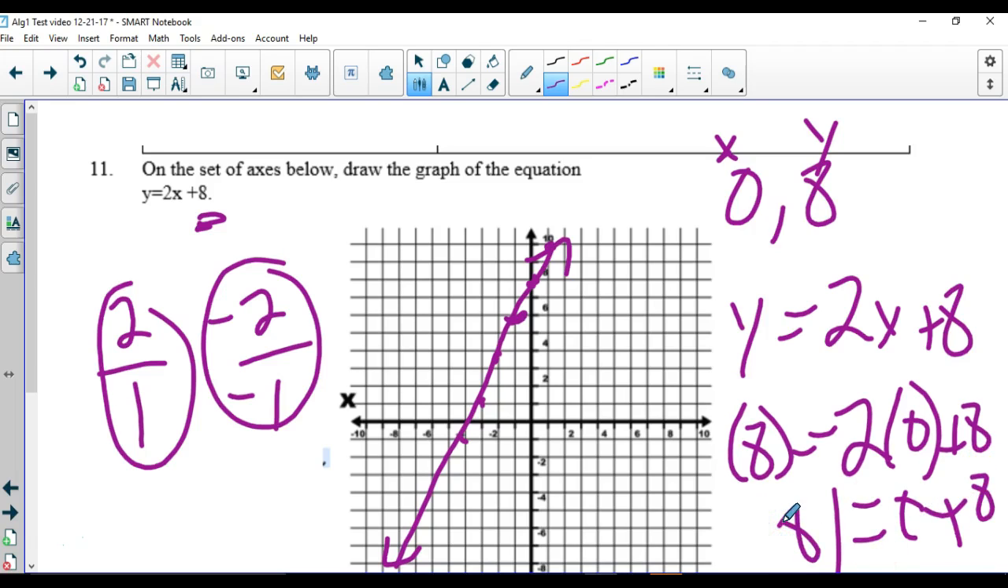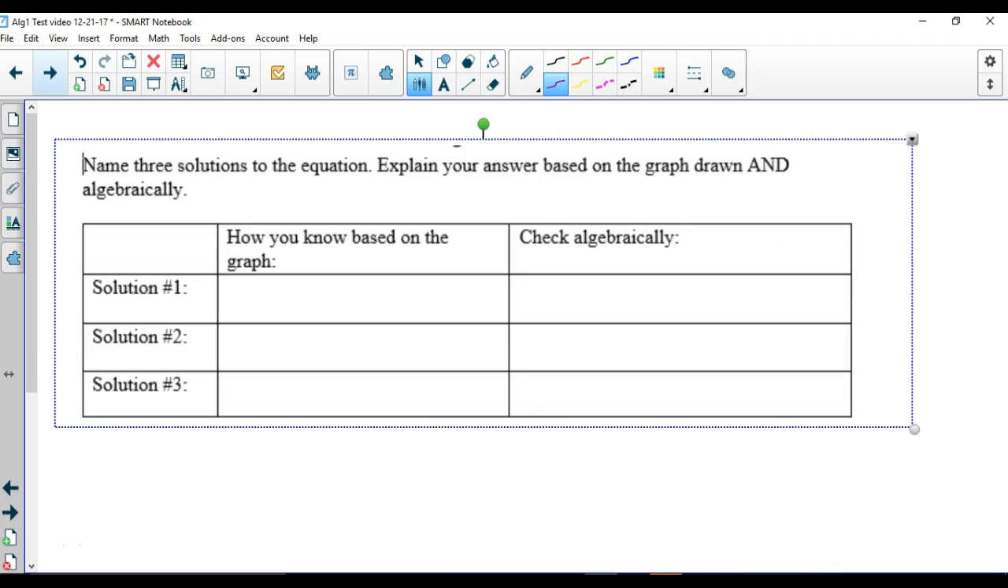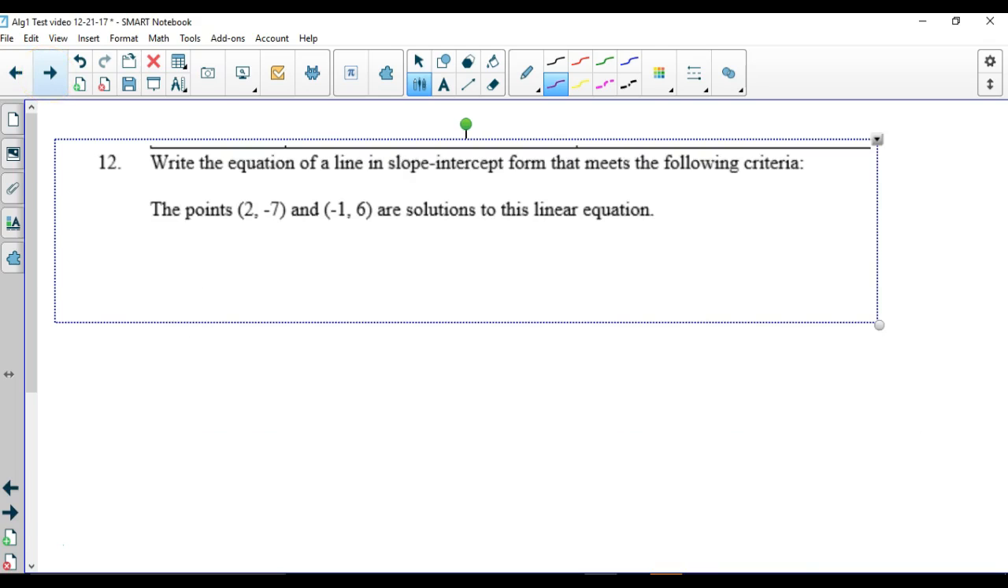And you're going to do the same thing with 2 other points. So you could pick this point right here. You could pick this point right here. You could pick this point right here. And you get all the same answers. A couple more questions to go. And you check them. Okay.